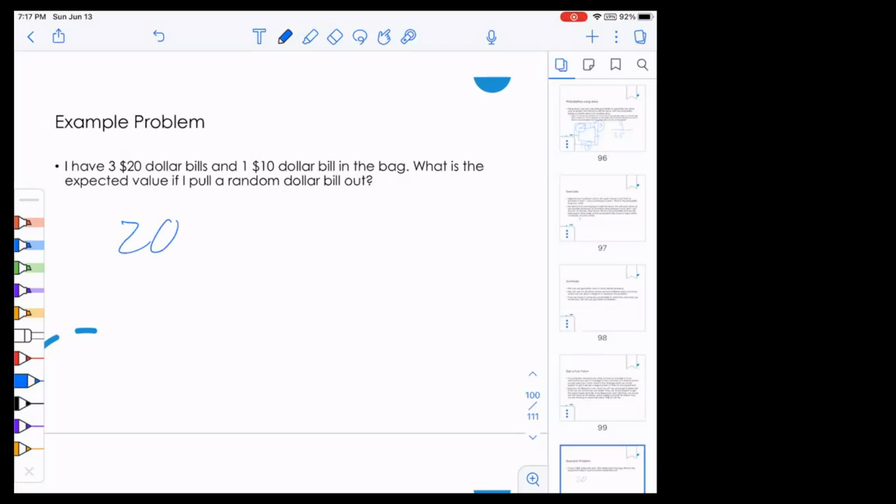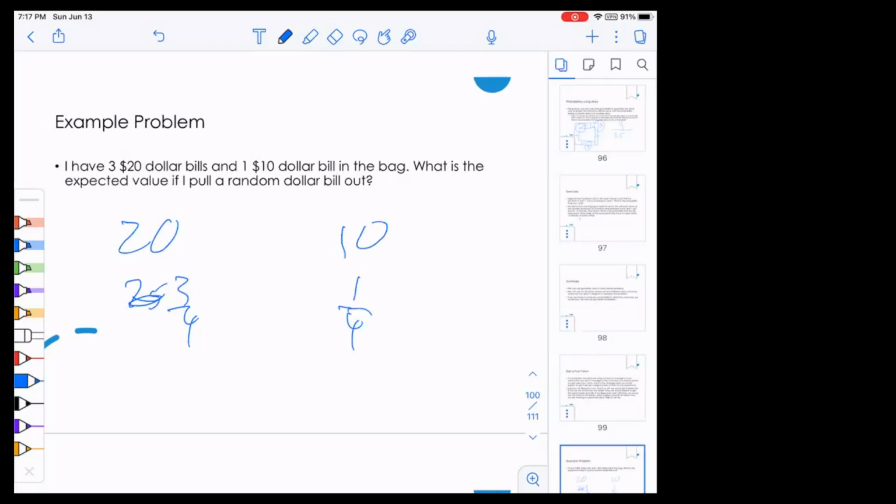The probability of getting 20 is 75%. It's 3/4. So it has three times as much weight as the $10. So basically, what we have to find is the average value. What we would expect if we pull it out is a value that is closer to $20 than $10.